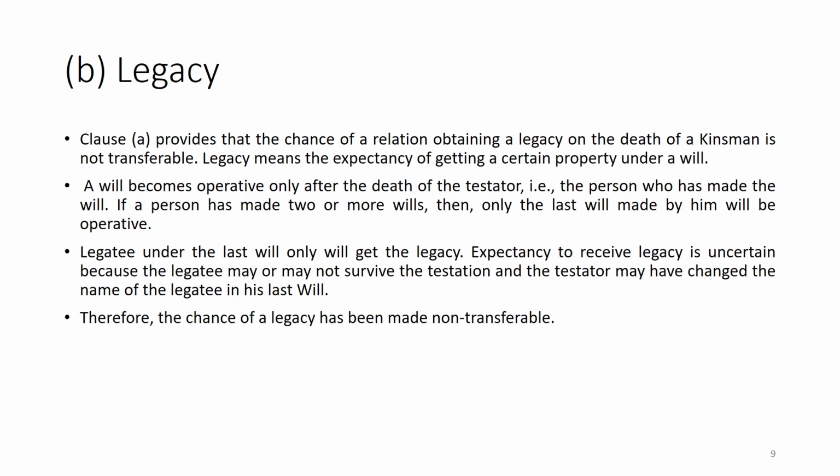The next is legacy. Clause B provides that the chance of a relation obtaining a legacy on the death of a kinsman is non-transferable. Legacy means again the expectancy of getting certain property under a will. Chance of legacy means the person has made a will, and in the will some person is going to get some part of the property. So, he knows that my name has been mentioned in this will, and after the death of that person, he may be the parents also, he may be any relative also, any person may be there.